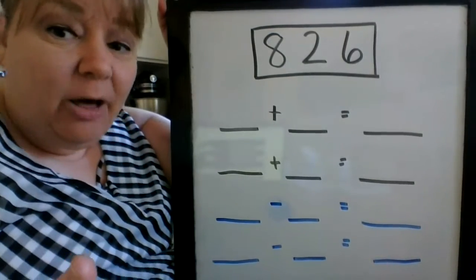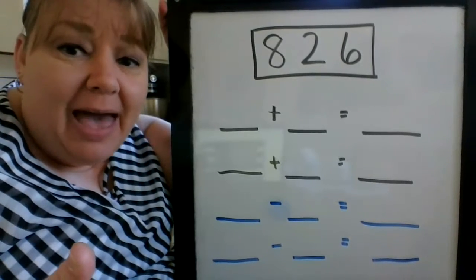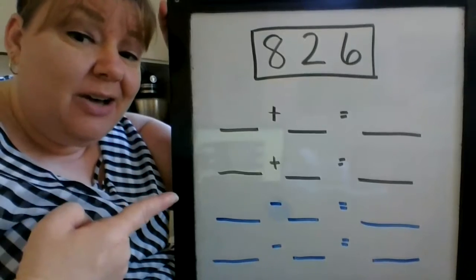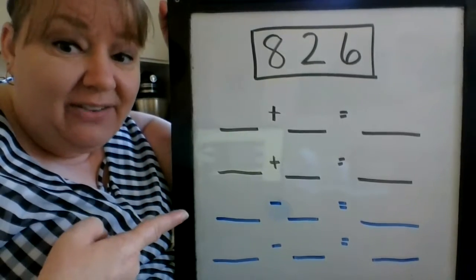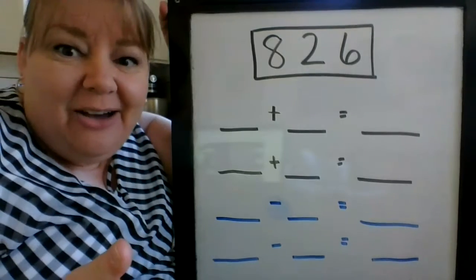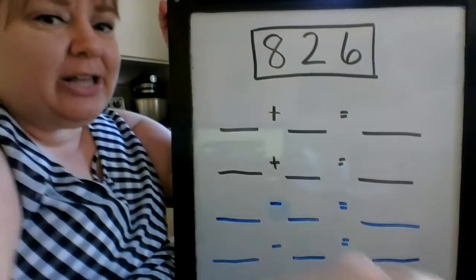One of the ways to help us solve fact families is to think about the patterns and look for patterns. So let's go ahead and work on these fact families and see what we can figure out and look for the patterns. All right, let's go ahead and get started.